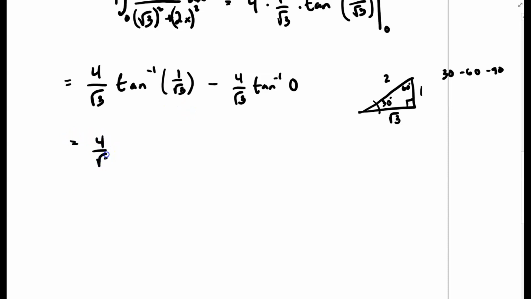So 4 over root 3 times pi over 6 minus tan inverse of 0, which is 0. So this just goes to 0. And there you have it.